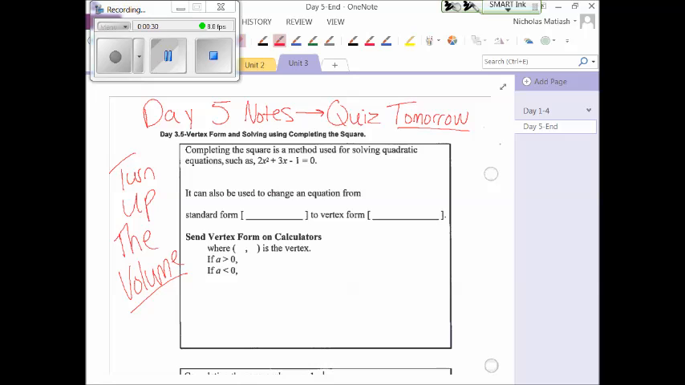Just a side note, there is a quiz tomorrow, and it's on day 1 through 5. So this will be included in that quiz. It's not going to be a heavy hitter on the quiz, but make sure that you are at least getting these notes done, attempting the Math Excel homework so you have a little practice into what you've done.